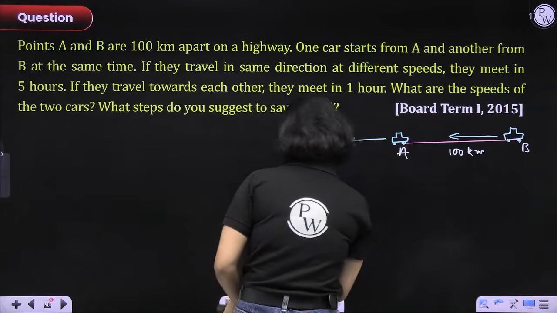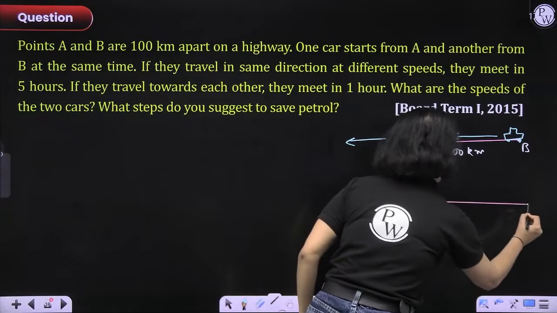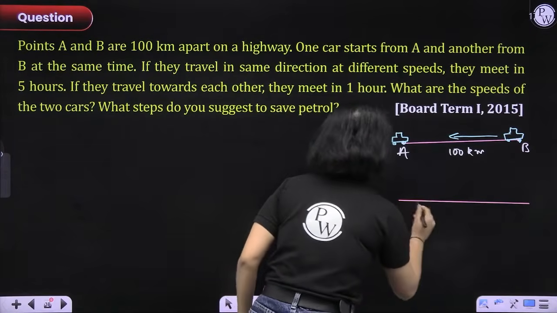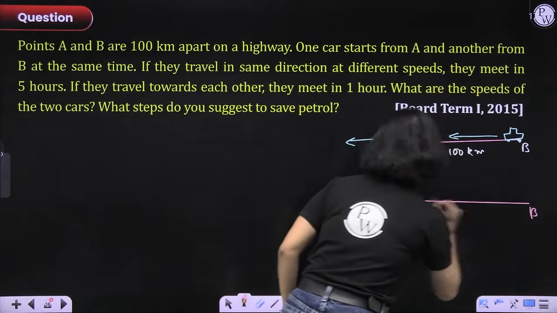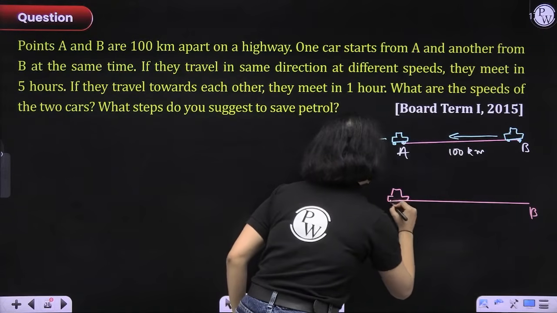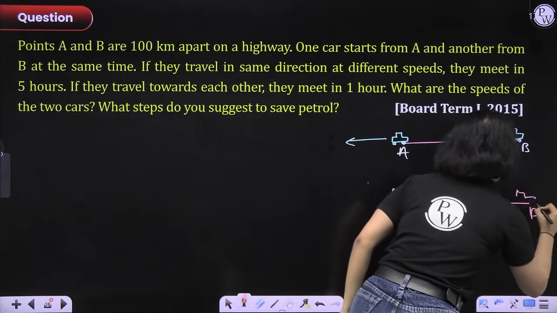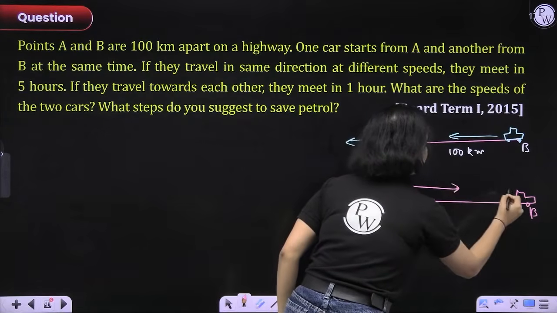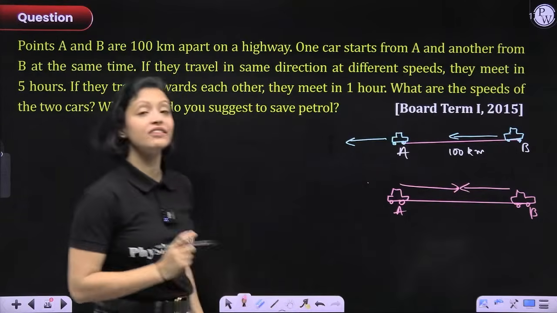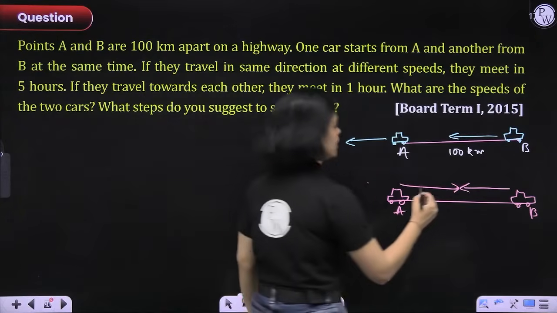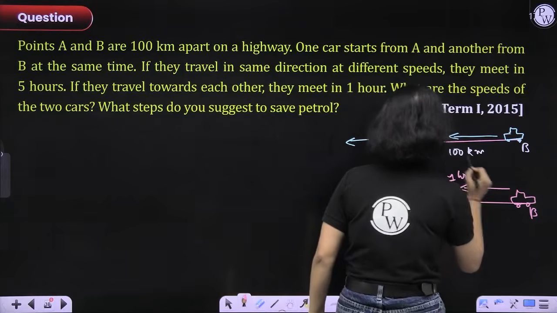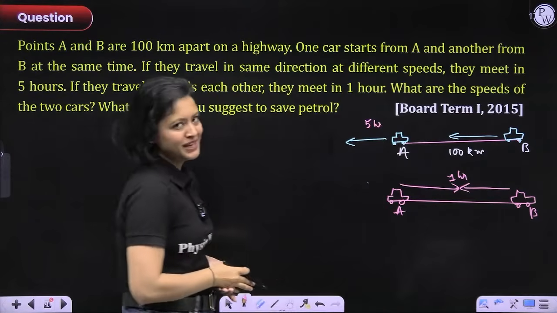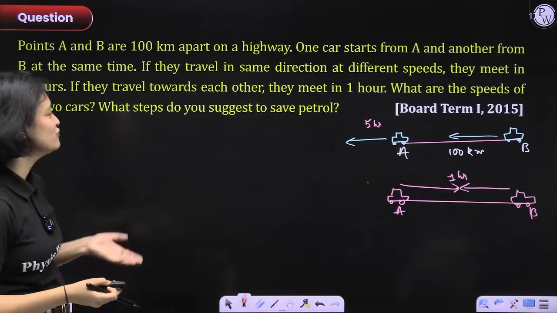So, what is the second scenario? I will draw the second scenario also. This is the second scenario, everyone. A, B. We have 2 cars here. My doodling is very bad, please forgive me for that. They are traveling in the same direction, and if they do that, they will meet in just 1 hour. Here they were meeting in 5 hours. What are the speeds of both the cars? You have to find that out.